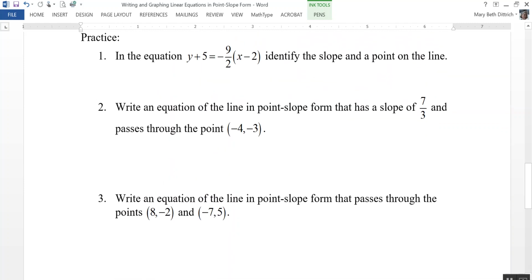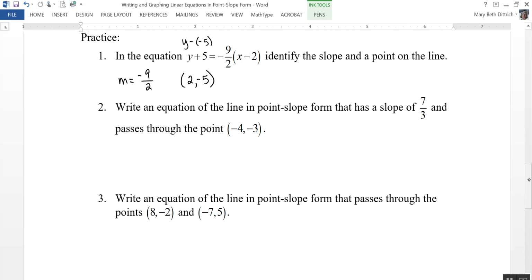Okay, so the first one says, in the equation y plus 5 equals -9/2 times the quantity x minus 2, identify the slope and a point on the line. This is written in point-slope form, so I can just look at it and say the slope is the number right here in front of the parentheses, -9/2, and my point is going to be x minus x1, so x1 is 2, and this is y minus y1, which is the same as y minus a negative 5, so y1 is negative 5. So my slope is -9/2, and the point on the line is 2, -5.